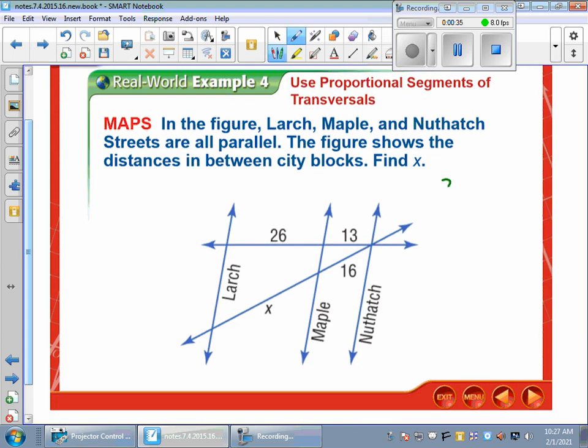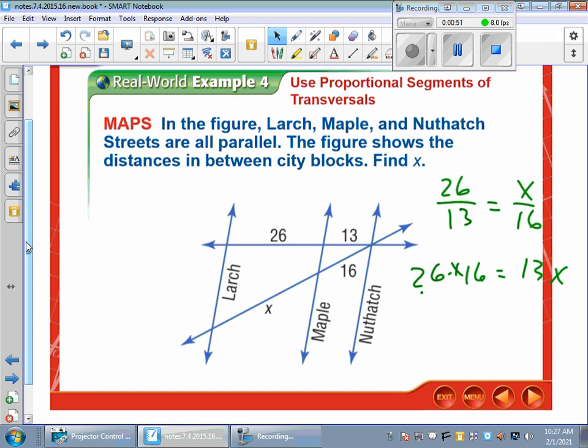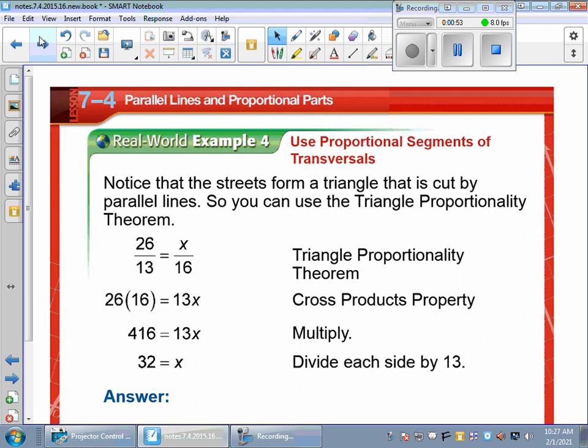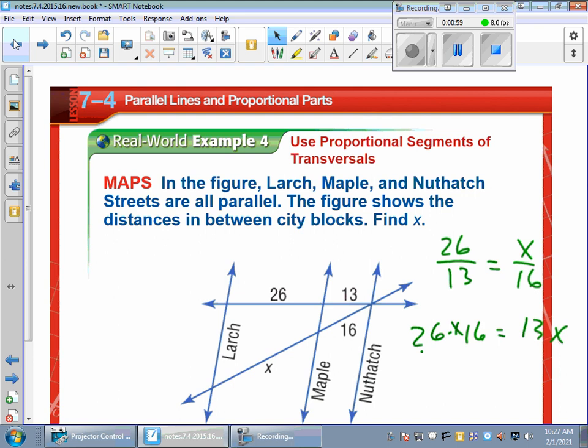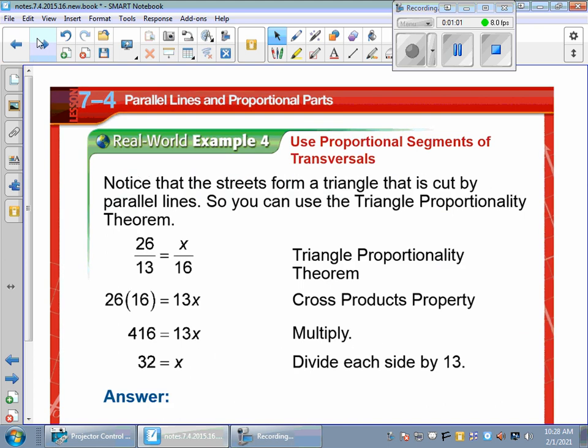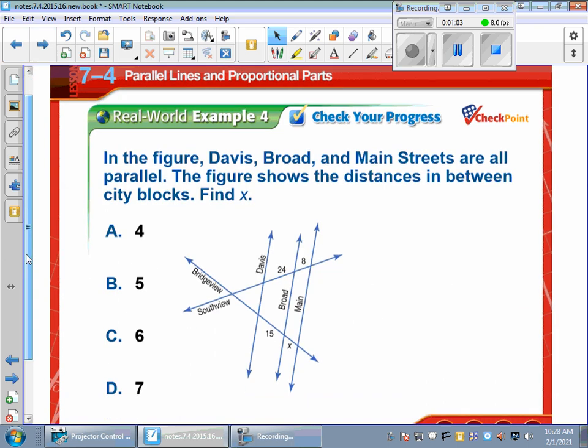So we can go 26 over 13 equals x over 16. Cross multiply: 26 times 16 equals 13x. 26 times 16 gives us 416. And again, I can just let you solve it on the next page here. Take a look, read through, and it says that x is 32. But again, just double check to make sure that you're finding what you want.